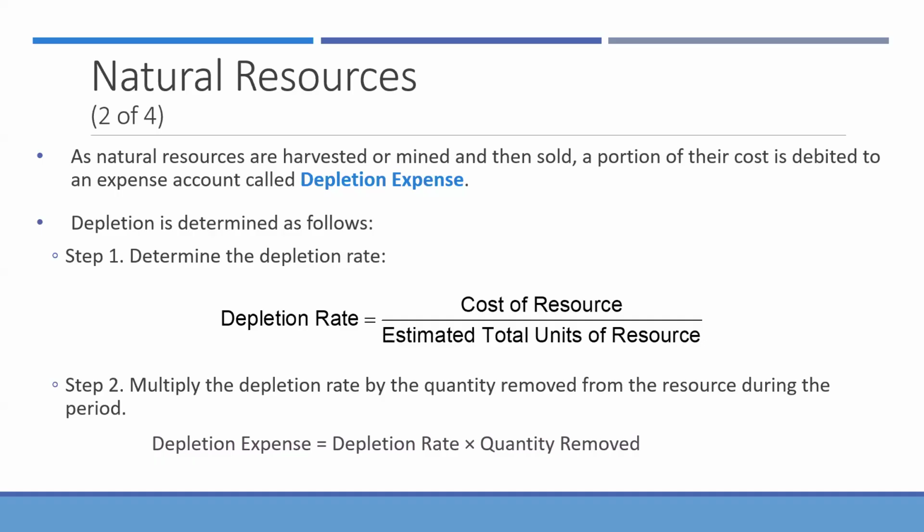that it costs to obtain the mineral rights, essentially, and any other costs associated with getting those rights, and then divide it by the total amount of units, for example, barrels of oil. And then we get our rate per barrel of oil, and that's our expense taken throughout the year. Depletion expense is the depletion rate times the quantity removed.